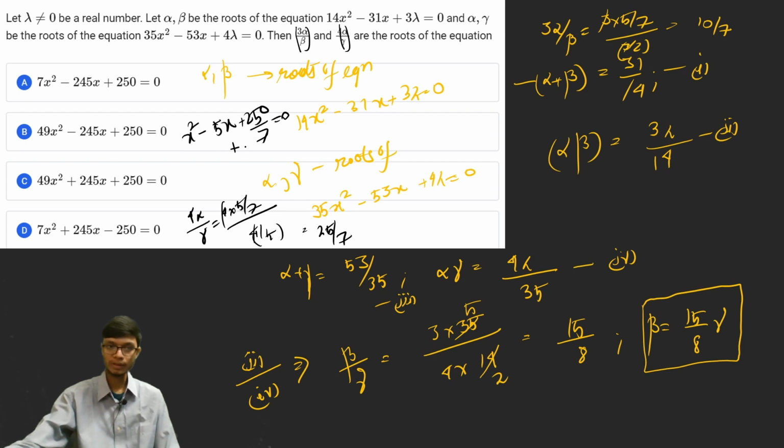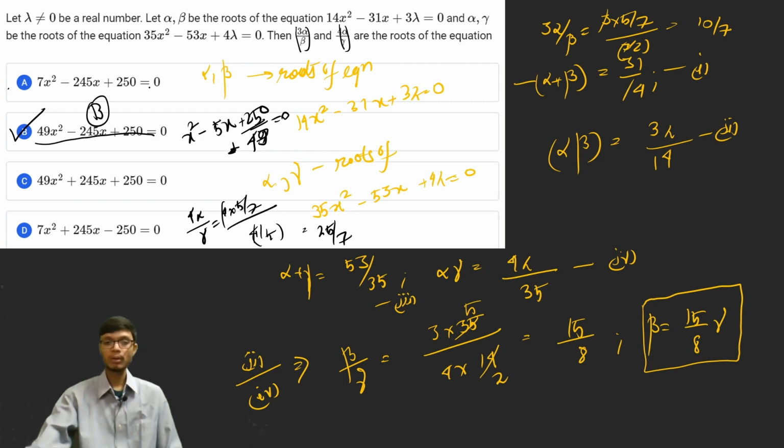Now if you cross multiply with 7, the resulting equation will become, with 7 into 7 is 49, so you cross multiply with 49 and the resulting equation you obtain is option number B. So the right answer to this particular problem is option number B. I hope this particular problem is clear.